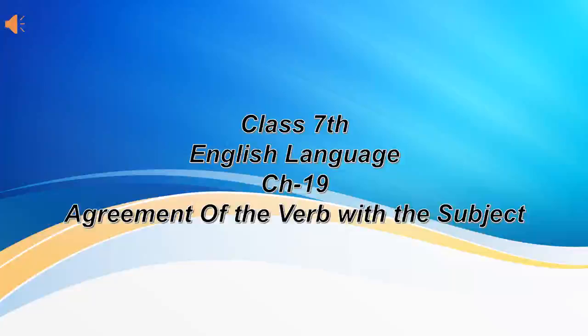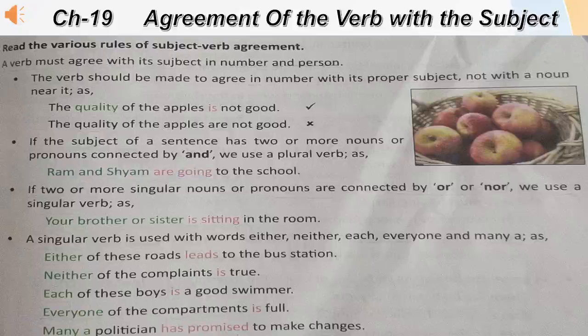Students, today we will do chapter number 19, agreement of the verb with the subject. In today's chapter, we will learn about different rules of subject verb agreement. A finite verb agrees with its subject in number and person. Means to say, in a sentence, when we write any verb, that must agree with its subject in number and person. Now let's see some rules of subject verb agreement.